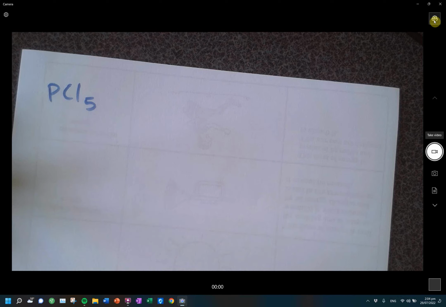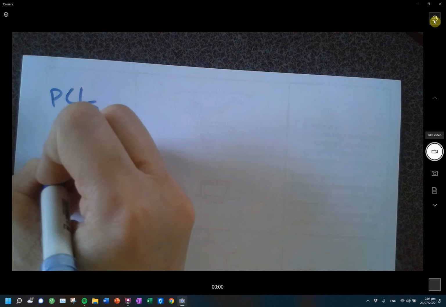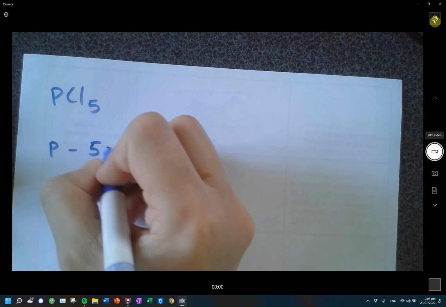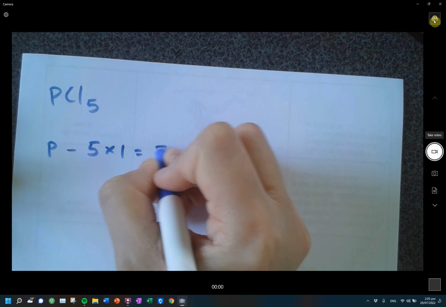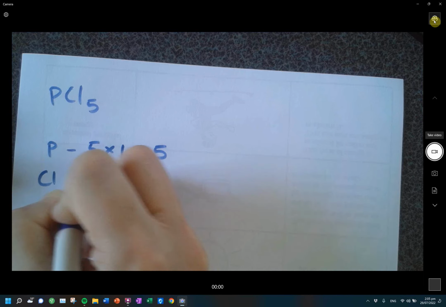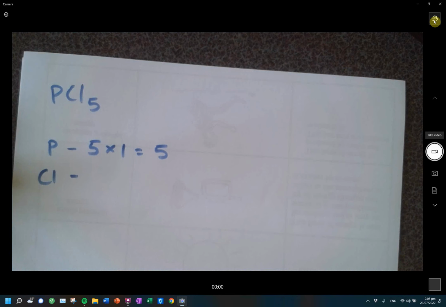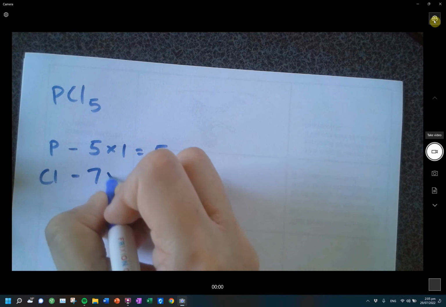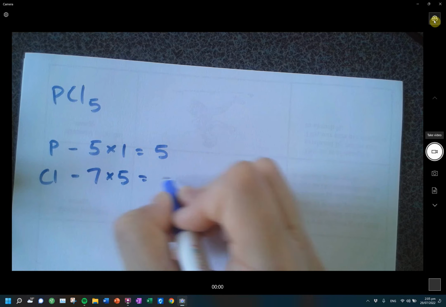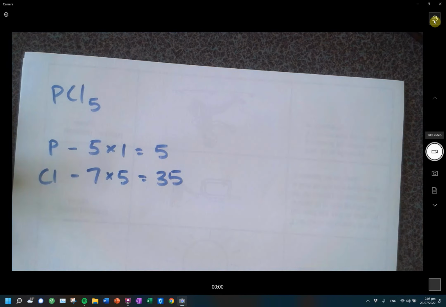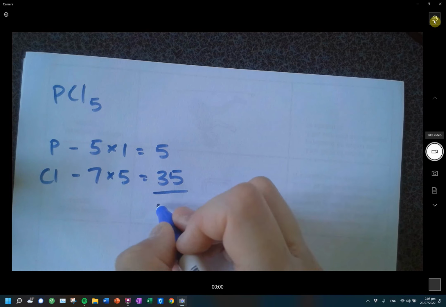But the level 3 stuff, because you can have extra electrons, you need to know where they go. So again, go through the same process of counting electrons. Phosphorus, when I look at it on the periodic table, is in group 15, so that's 5 electrons. I only have 1, so that gives me 5 to work with. And chlorine is in group 17, so that gives me 7 electrons. I have 5 chlorines now, so that gives me 35. So the total number of electrons I'm working with is 40.